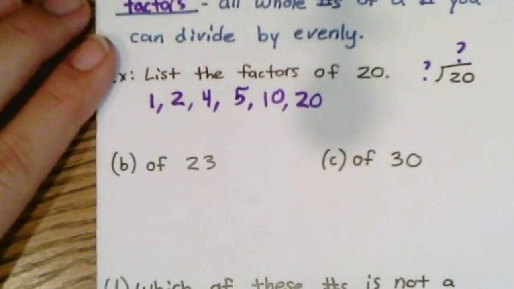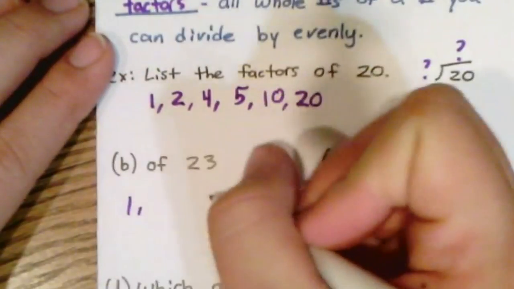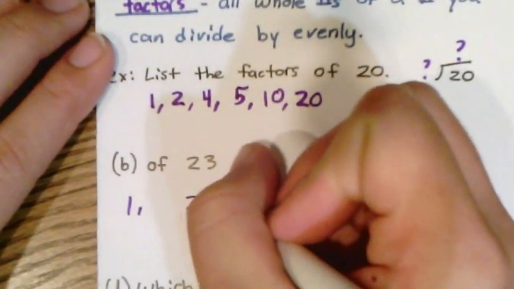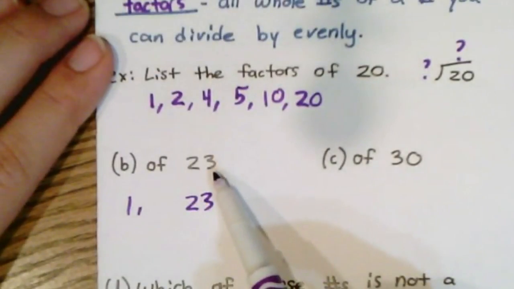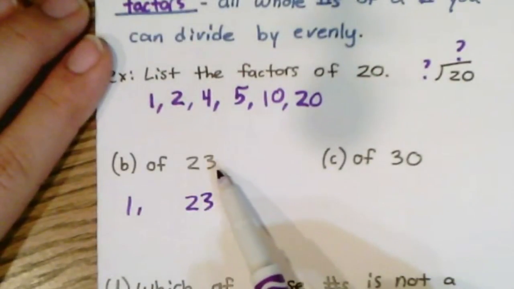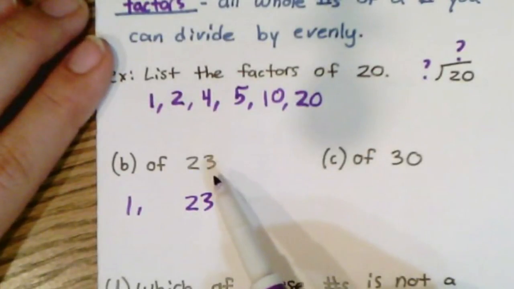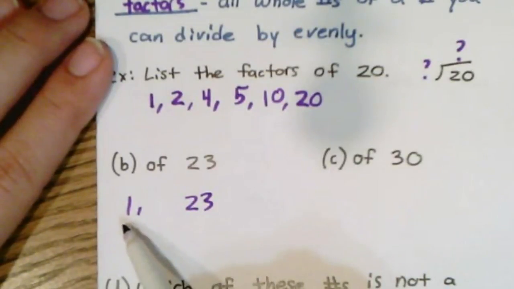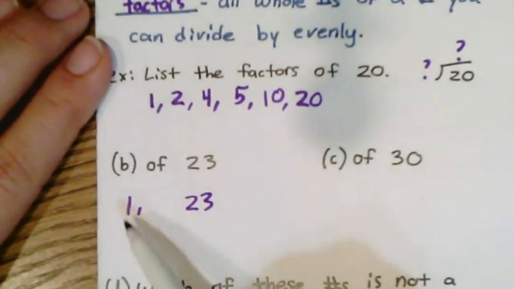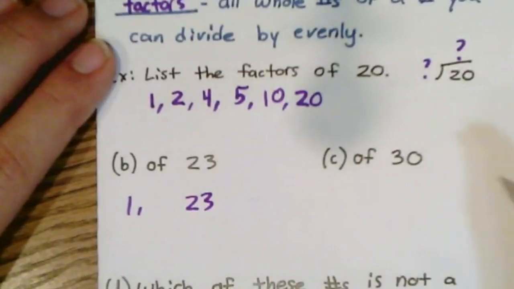All right, what about the factors of 23? So we can always start with 1 and 23. And then I can think about, is 2? No. Is 3? No. 4 isn't. 5 isn't. 6 isn't. You know what? 23 is actually a prime number, which means that its only factors are 1 and itself. So 1 and 23 are the only factors of 23.